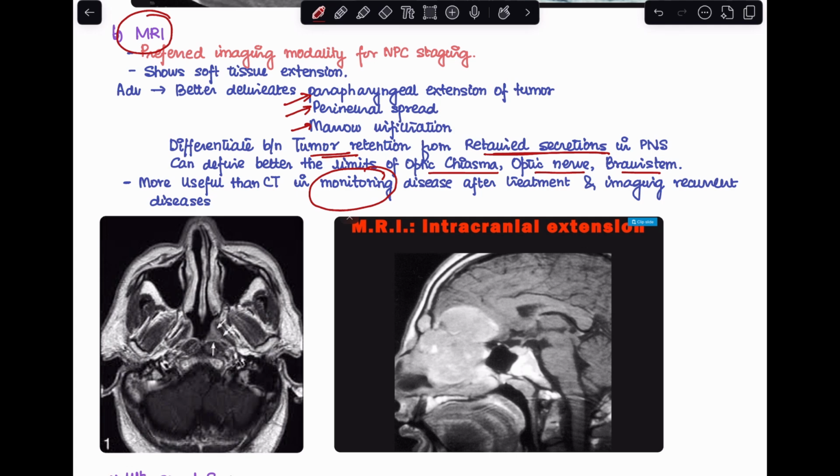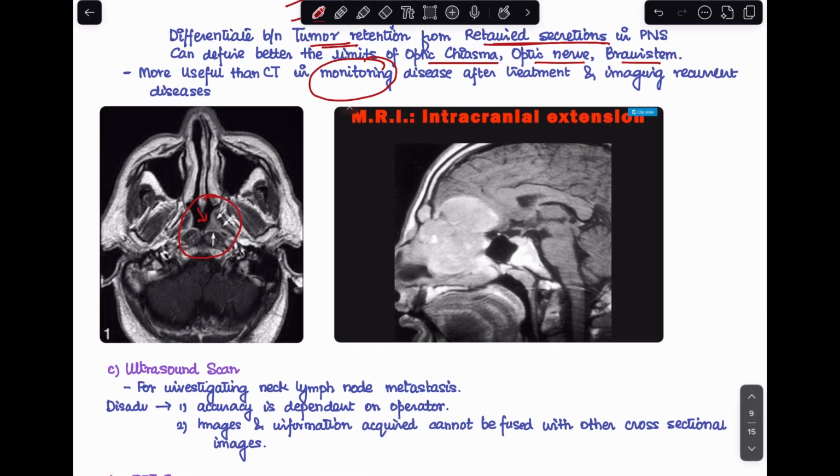as well. So not only in diagnosing the disease and finding out the extent of the disease, it will also help us in monitoring after treatment has been done, and also find out whether there is any recurrent tumor left or not. If you look at the image over here, we can see this is the nasopharyngeal tumor over here. So that's about MRI.